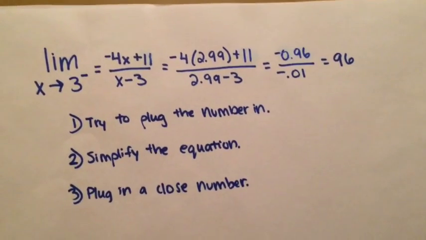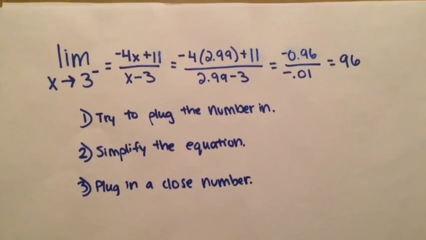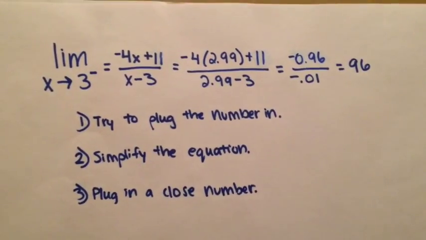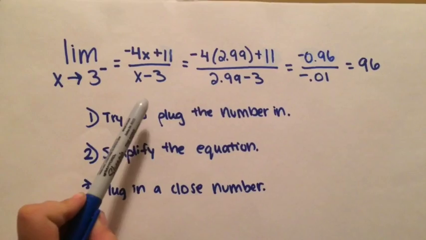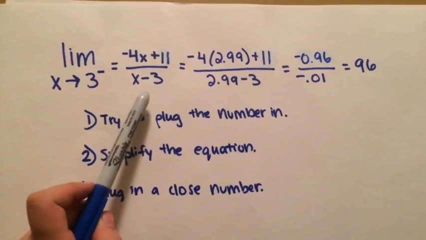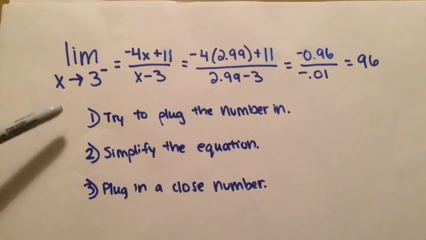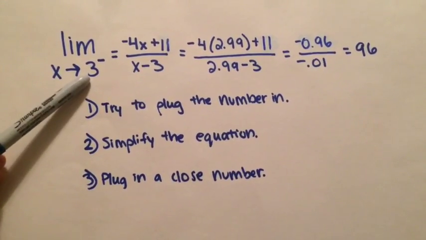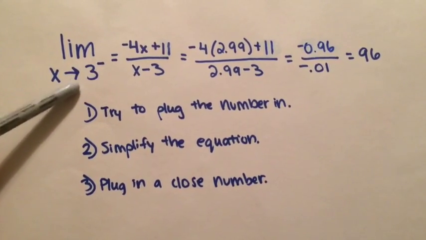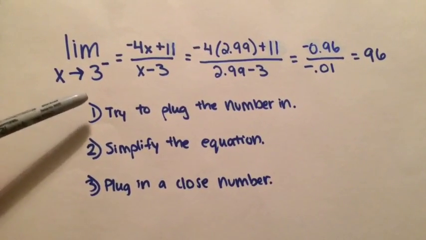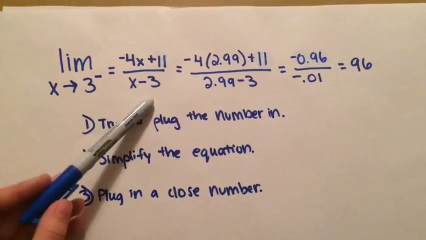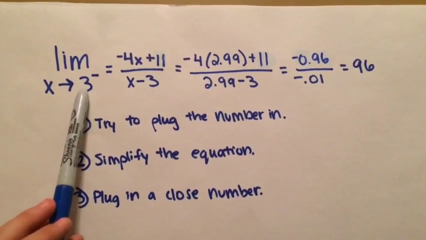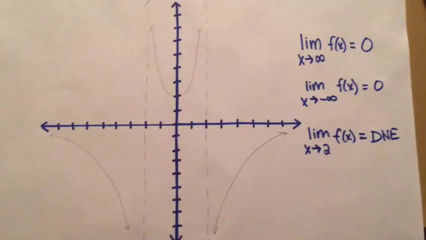With limits that approach from a positive or negative side, there's a different way to find the answer. The first step is to plug in the number. So you would plug in 3, and since it wouldn't work, you'd end up with 0 on the bottom. Then you have to continue to simplify the equation. So plug in a number close to 3, and since it's the negative side, you want to pick a number that is less than 3 but extremely close. I picked 2.99 and plugged it into the equation, and you would get 96. So as x approaches 3 from the negative side, your limit will equal 96.